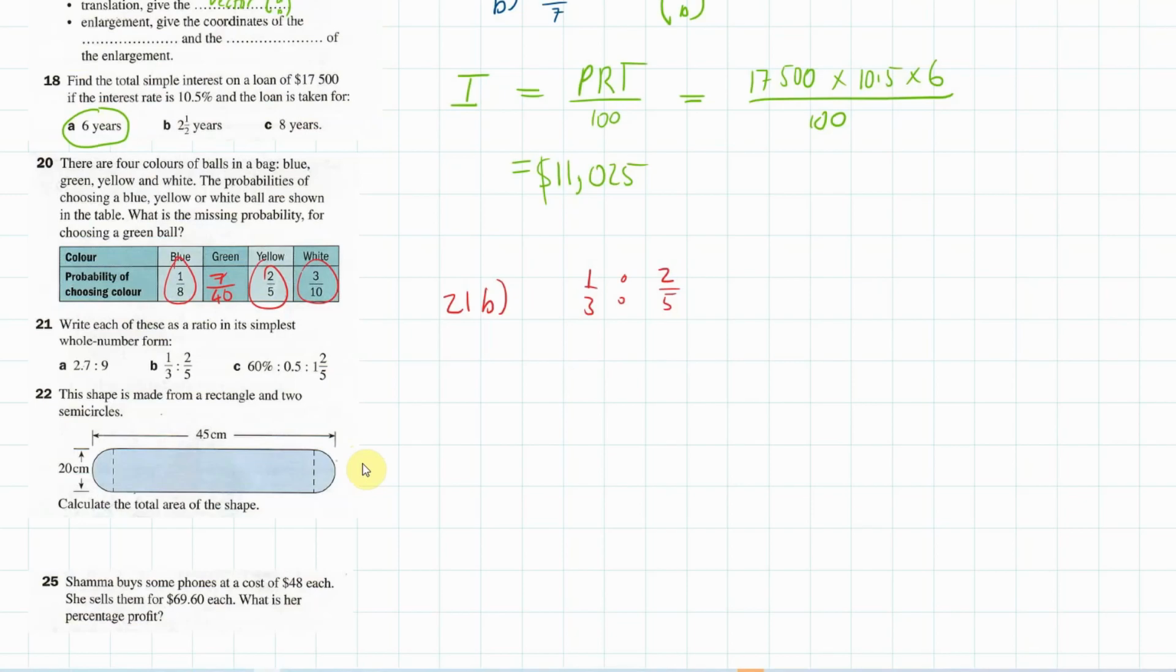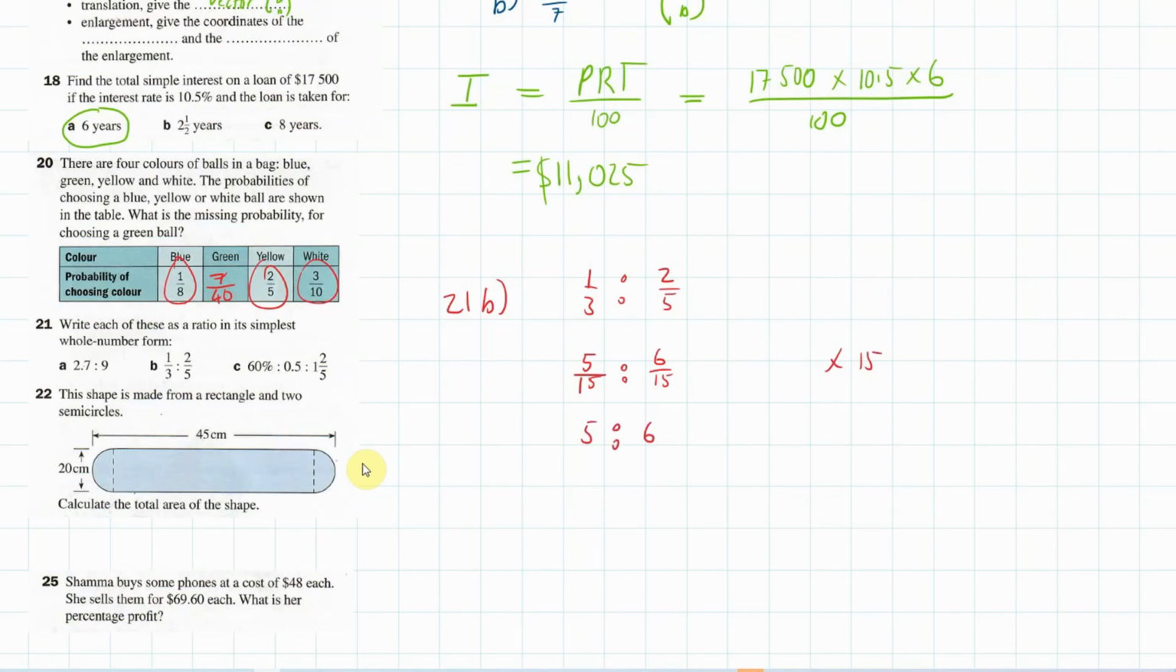If we make them into 15ths, yeah, that's what I'm saying. Let's make them into 15ths. So this will be 5/15, and this will be 6/15ths. Okay, I think that's right. And now we can times by 15. So that should be a 5 to 6.